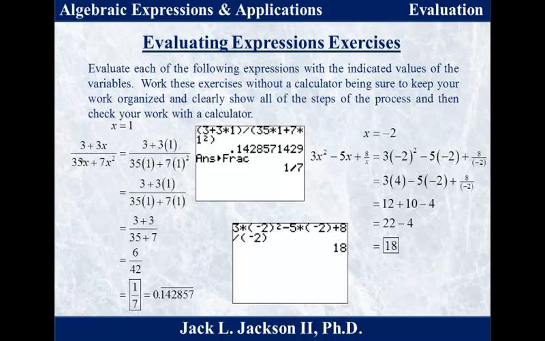And I just type this in, 3 plus 3 times 1 divided by 35 times 1 plus 7 times 1 square. Make sure I got parentheses around the numerator, parentheses around the denominator, divides in between. Hit enter, and it gave us a decimal version there. And I just said change to fraction, which if you remember is math. Well, enter, and then enter. And that will give us the fraction 1/7.